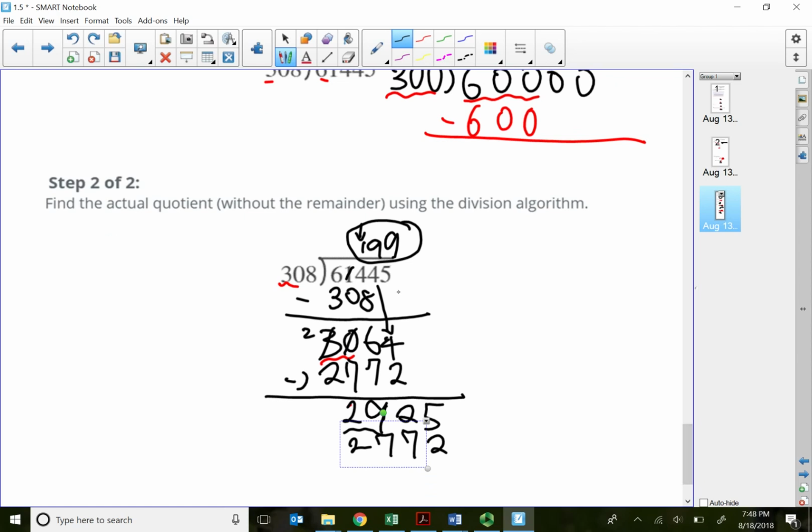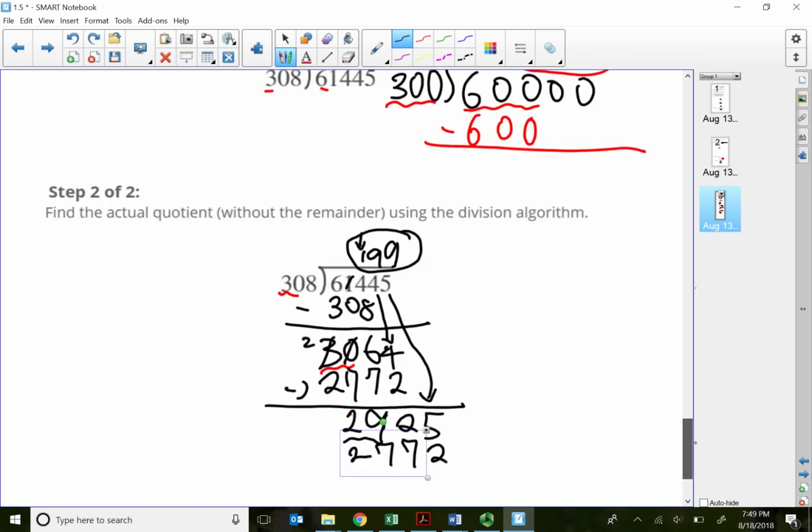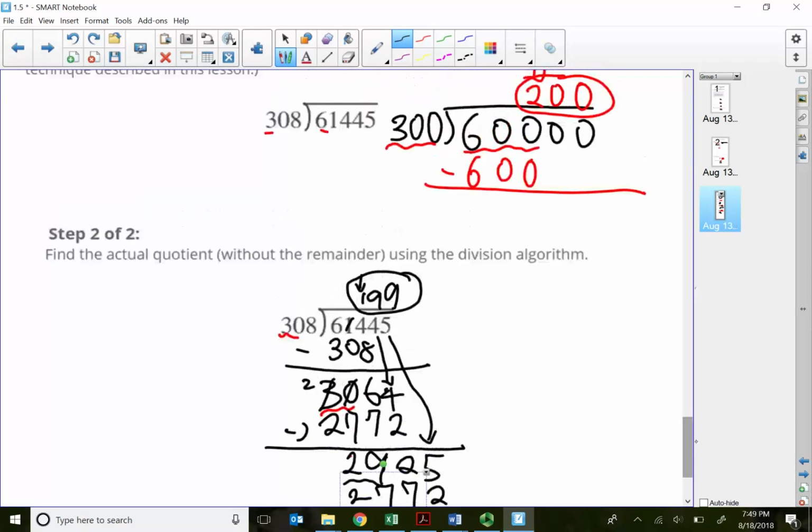So, Mr. Chen almost messed up right here. Forgot to bring down the 5. I'm not writing very neatly. That's why I missed it. So, it's very important for us to write this nicely, especially during a test.